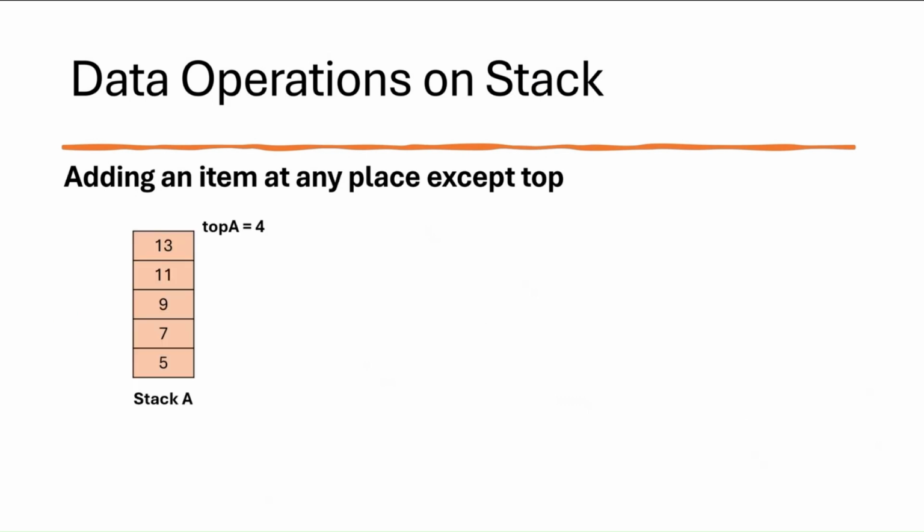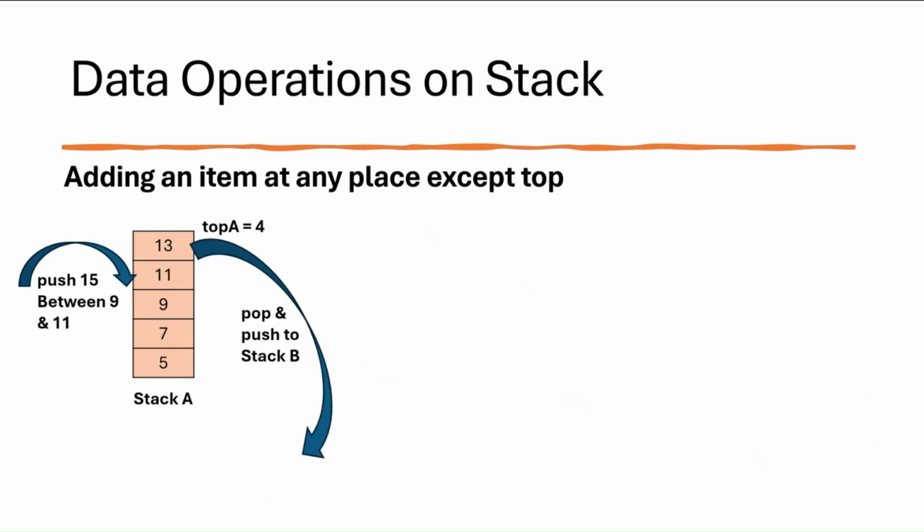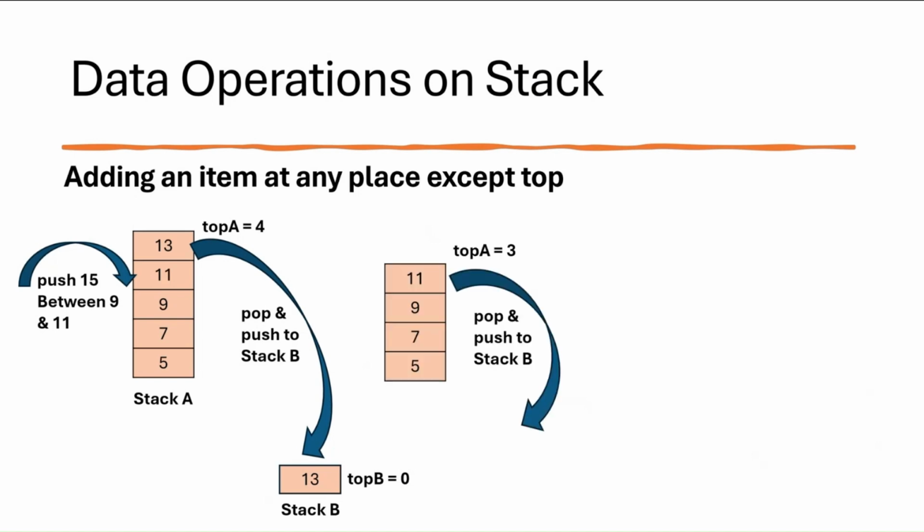Now if you want to push the 15 between 9 and 11, for such cases we need to use another stack. We pop and push to stack B, a temporary stack. We popped and pushed 13 here, then we need to pop 11 also, then stack B contains 13 and 11. Top A is at 3, top B is at 1.